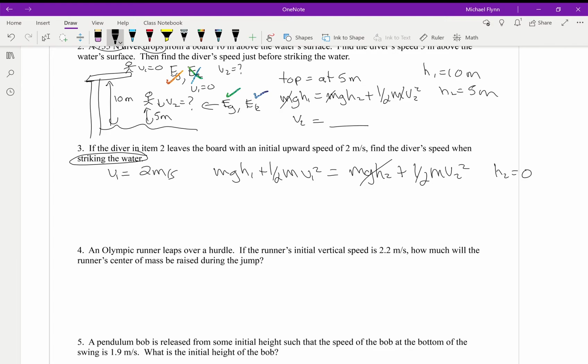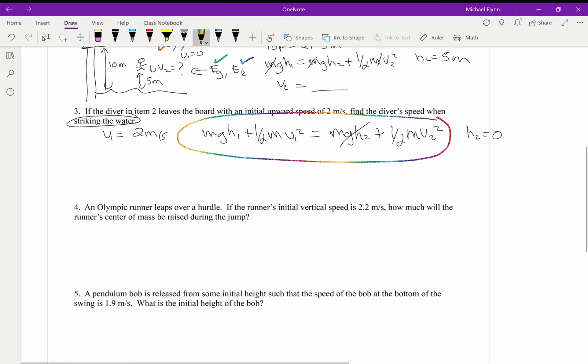So you just got to solve that equation. Basically, guys, you're solving this equation here. I'm going to circle it with a nice, pretty rainbow. That's the equation you're solving every time. It's basically an energy conservation equation in a mechanical energy system like this.